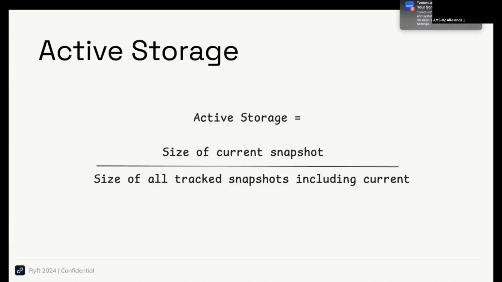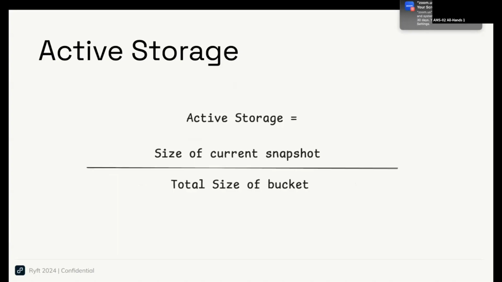And the last one, which is actually pretty interesting, is what we call active storage. Now you can define active storage as the size of the current snapshot in the table, which really is your data. The only data that is interesting, the only data that is accessible to your users by default, compared to the size of all the tracked snapshots you have in Iceberg, which could be much, much higher than that. Or you can even go further and say it's not only the total snapshots, it's actually everything you have in the bucket, which can be even larger if you're not cleaning orphans and things like that.